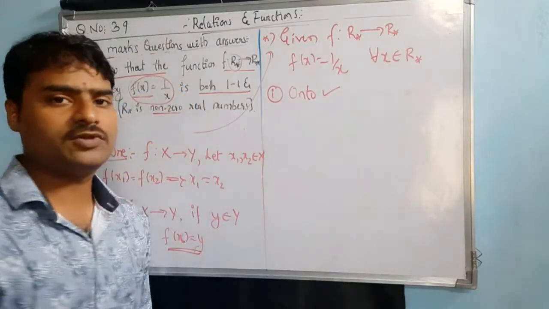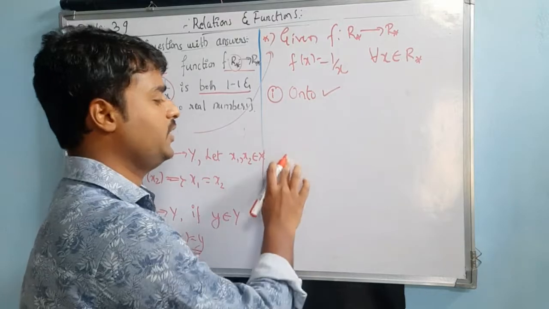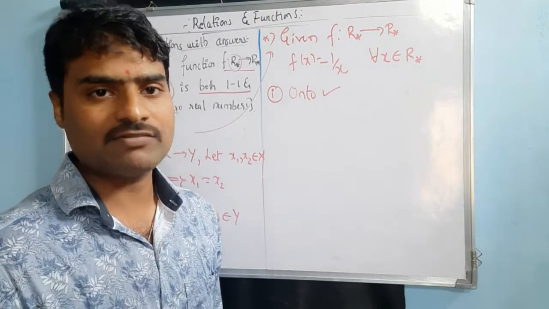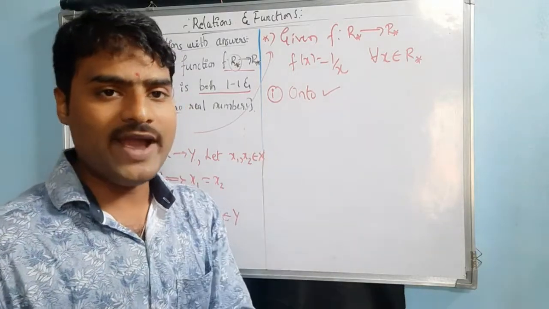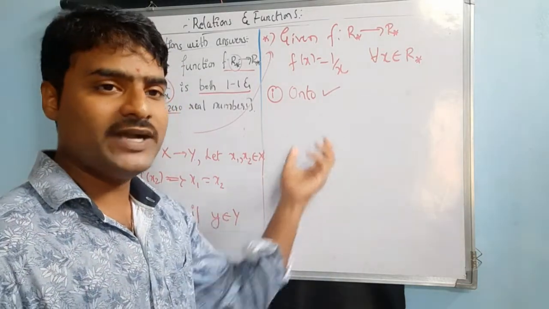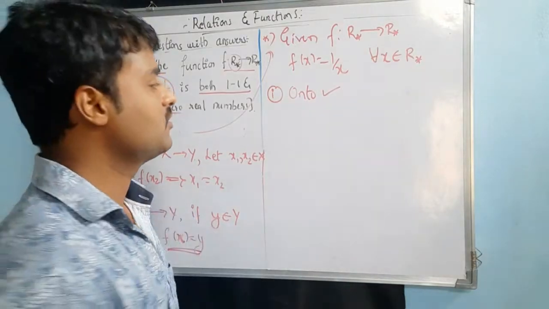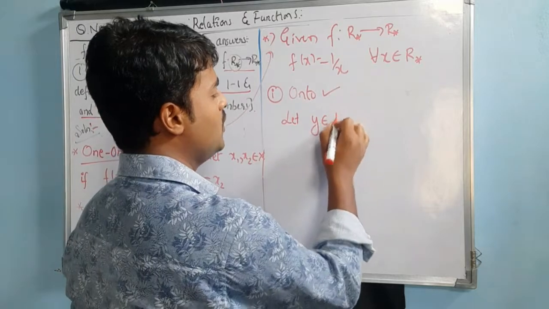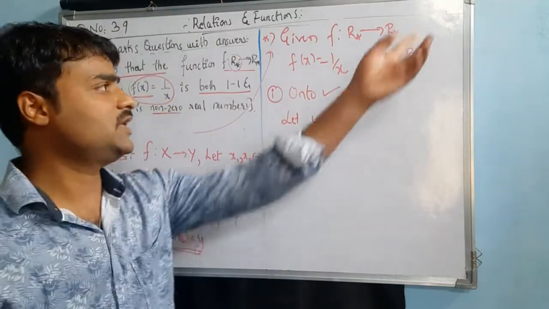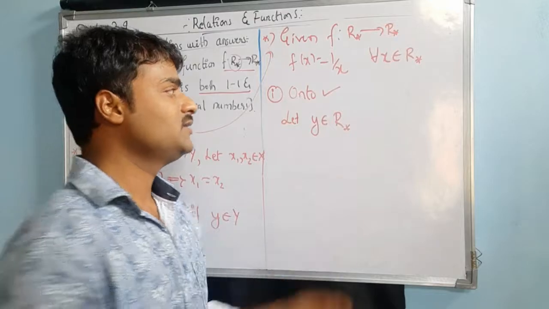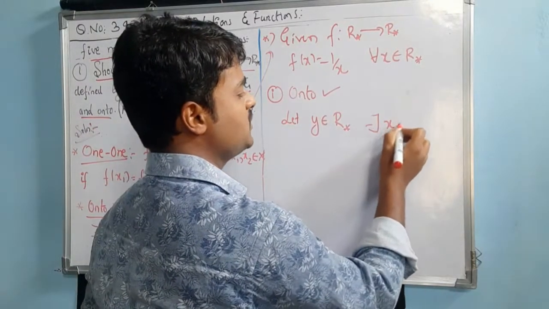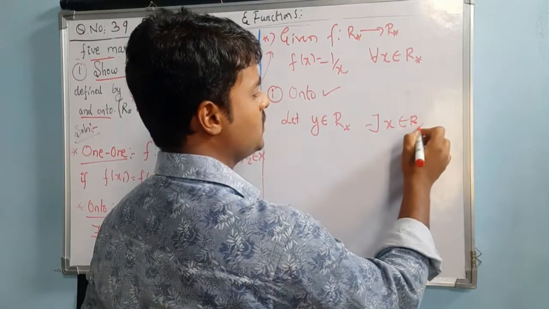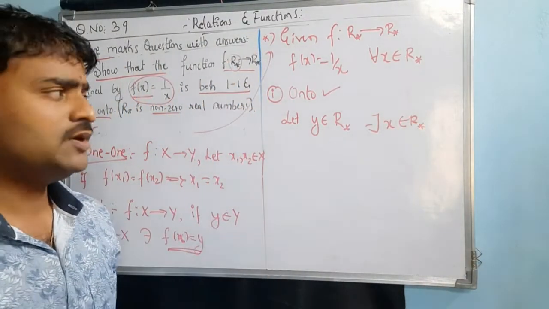Next, onto. Here, express x in terms of y. If you express x in terms of y, you will easily prove that this function is onto. So now let y belong to R star. This R star, y belongs to this R star. There exists x belonging to R star.